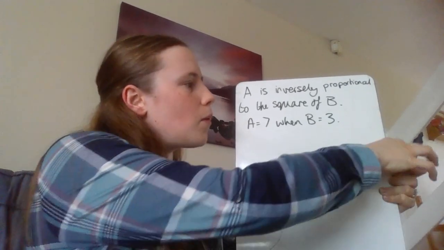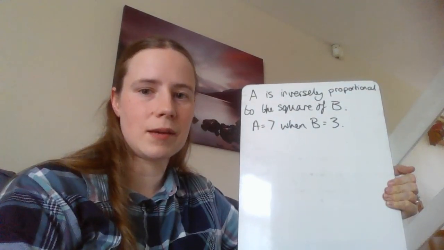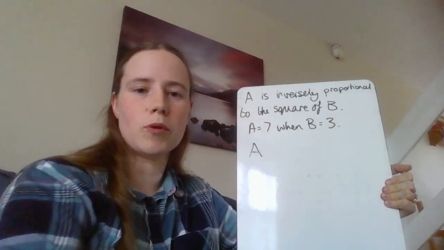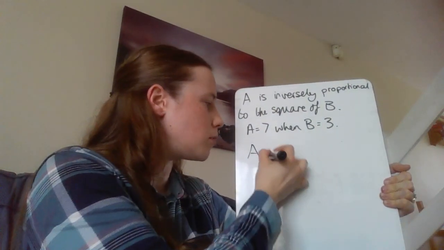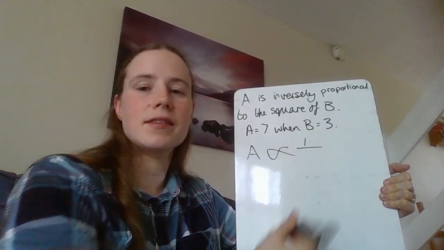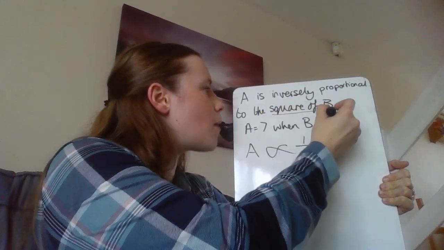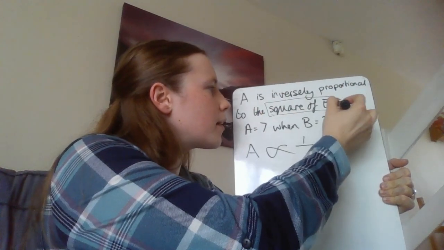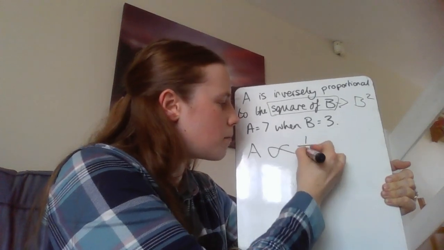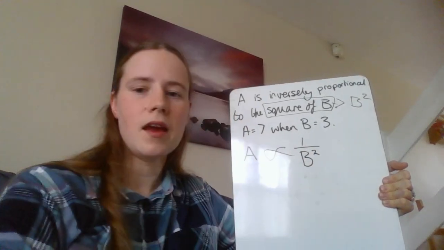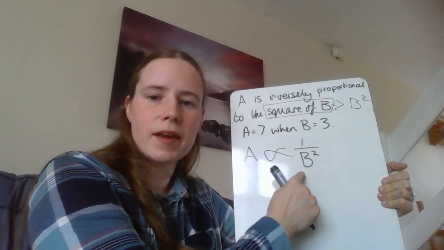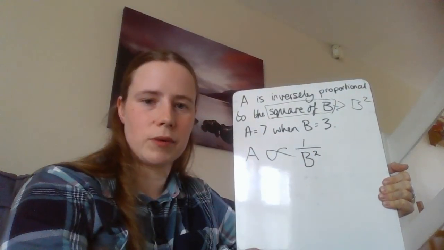So when we make that original proportionality statement, we've got a is inversely proportional, so it has to be proportional to 1 over. And then we've got the square of b instead of b. So because it's the square of b, we're thinking b squared. So underneath that fraction, I need to write b squared. Okay, so the inversely is what meant I had to put the fraction in, and the square of b is what meant I had to put that power in there as well.